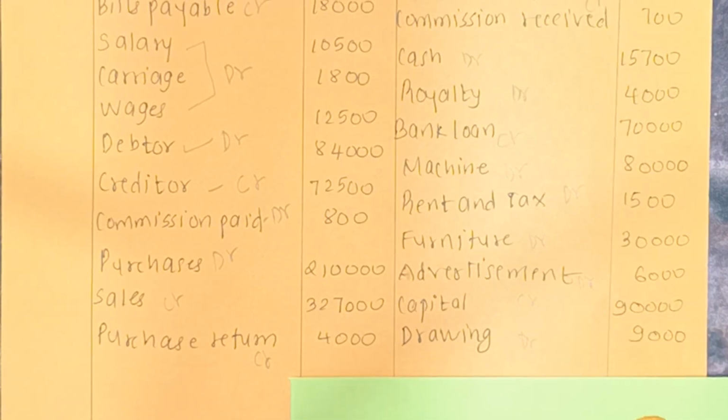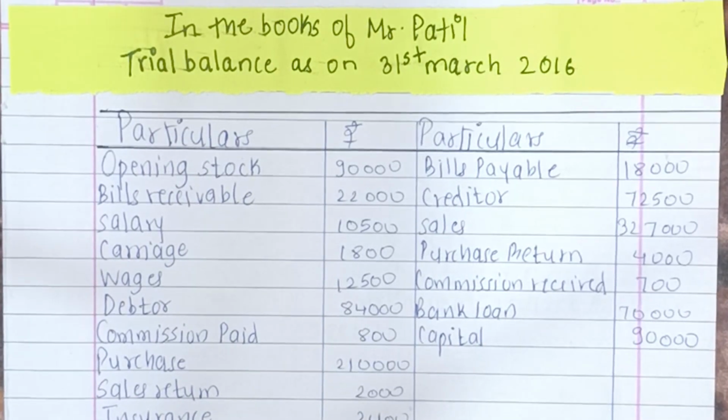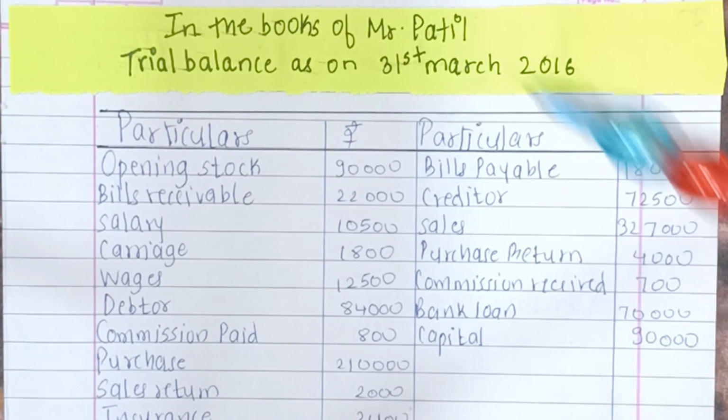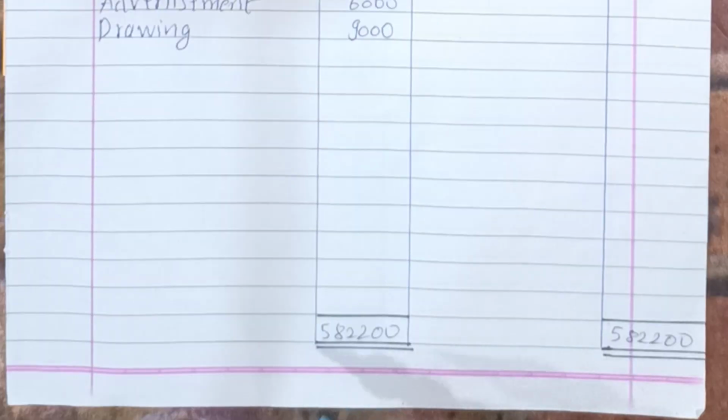Alright. Once we are done identifying which account will be on the debit side and which on the credit side, we just have to draw the rulings and place them on the debit and the credit side. Here, as you can see, on the basis of marking which account is on the debit and credit side, I have written all the accounts on the debit side on this side and all the accounts appearing on the credit side on this side. After this step, you have to total both the sides. As you can see, my total is 5,82,200 on both the sides, that is, on the debit and the credit side.